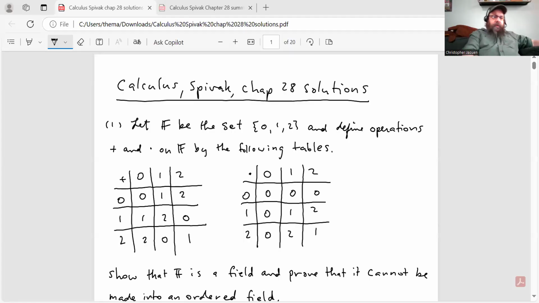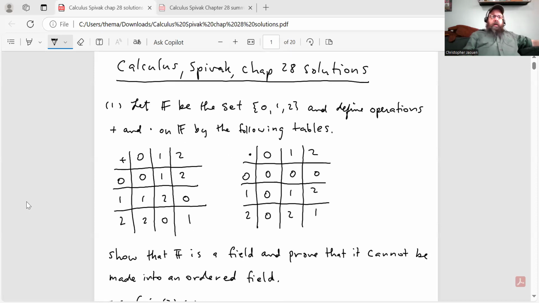Okay, so there are a bunch of problems here that are a bit repetitive because there's a number of these that just ask to show that a certain set with two binary operations form a field or whether they don't form a field. So the first question is kind of like that. We did some examples like this in the chapter itself.